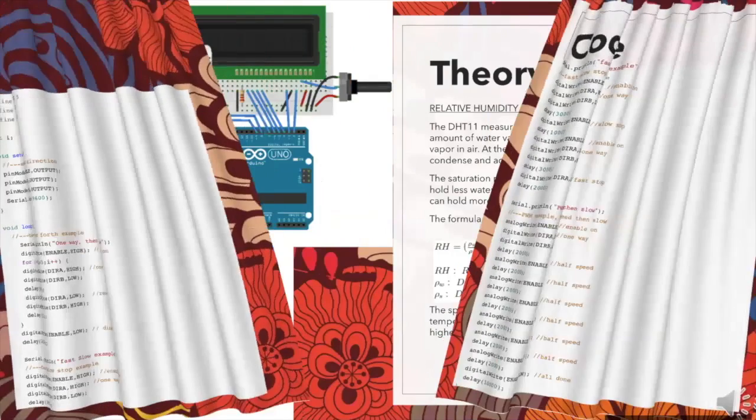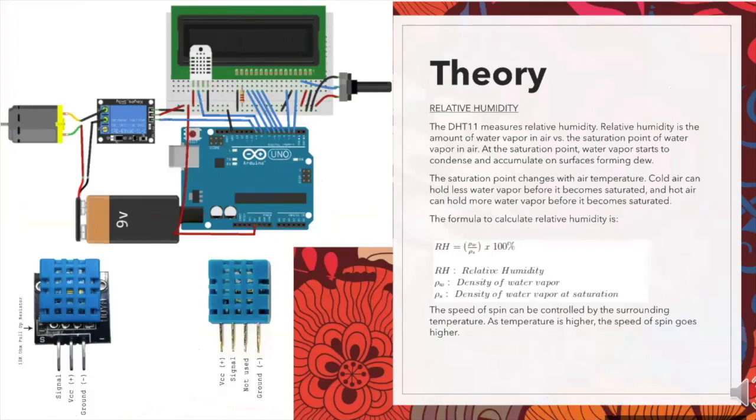And here is one of the theories on relative humidity. We're using the DHT11, which measures relative humidity. Relative humidity is the amount of water vapor in the air relative to the saturation point of the air. At this saturation point, water vapor starts to condense and accumulate on surfaces, forming dew. The saturation point changes with the air temperature.